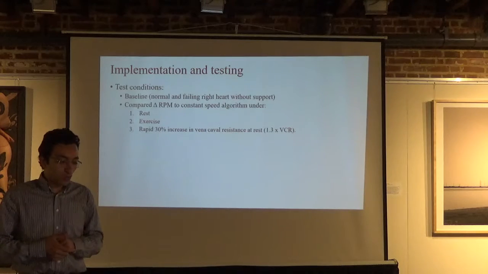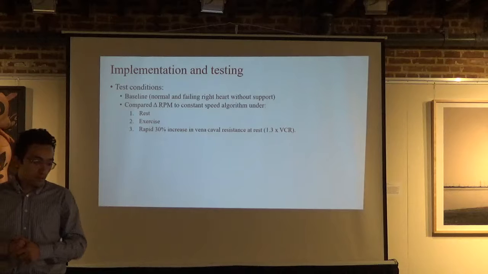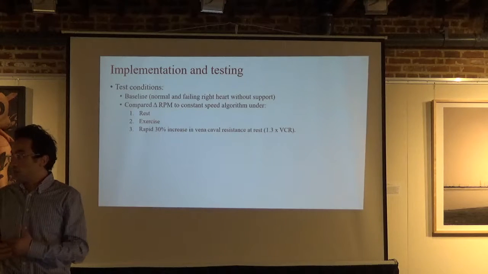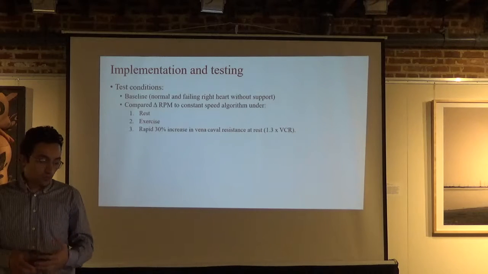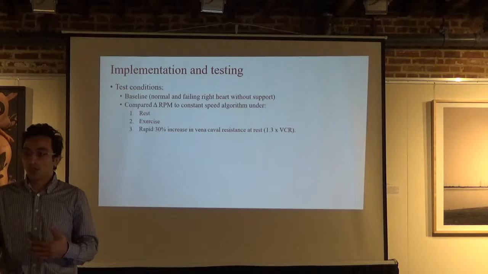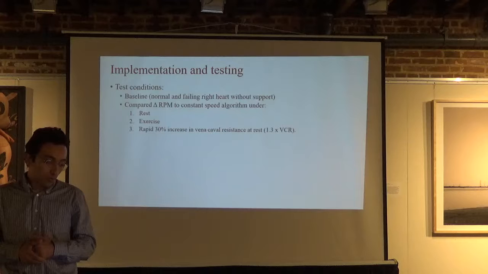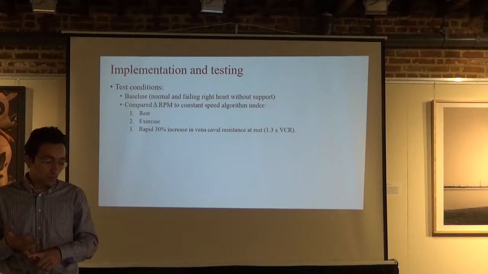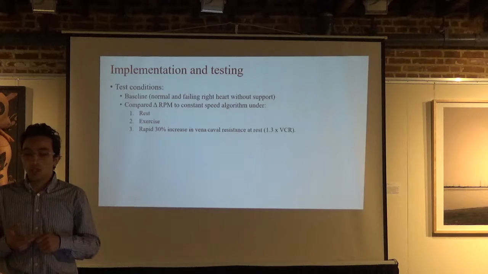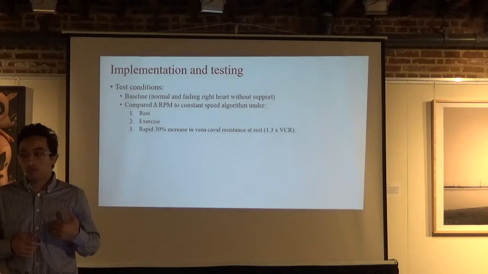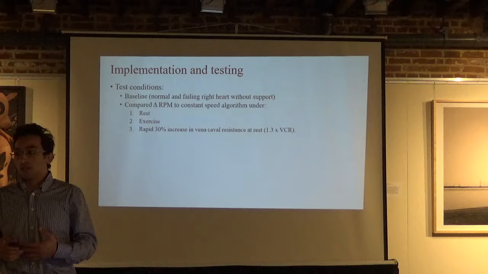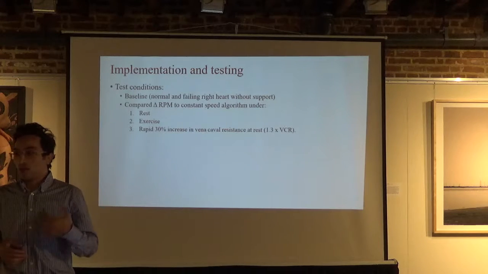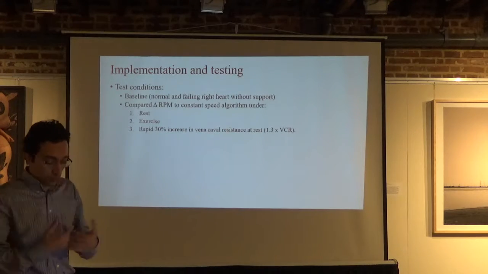For the test conditions, we had first baseline test conditions with normal and failing heart without assist. And then we compared the delta RPM controller, which is what we're proposing, to the clinical standard using constant RPM under rest and under exercise conditions, and with a 30% increase in vena cava resistance, which should simulate a reduced preload condition, which is more prone to suction.